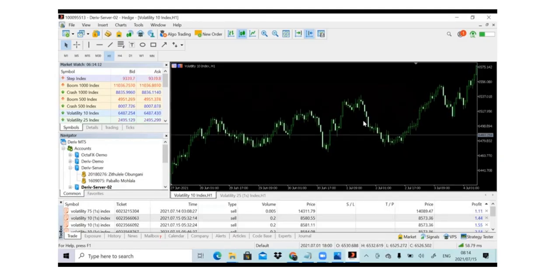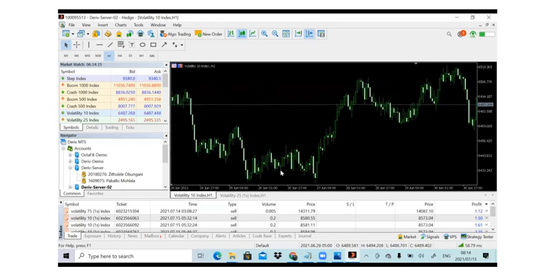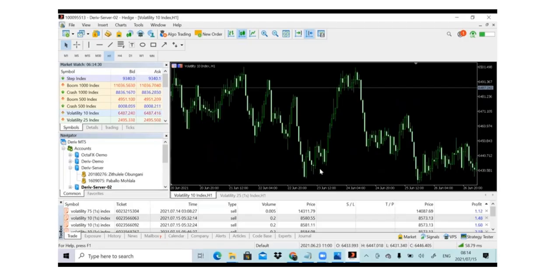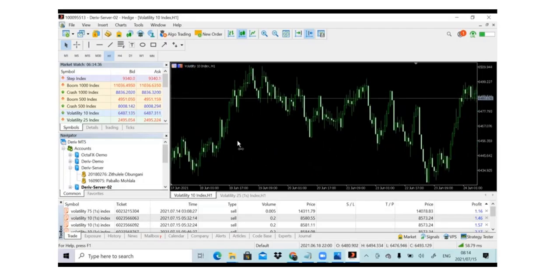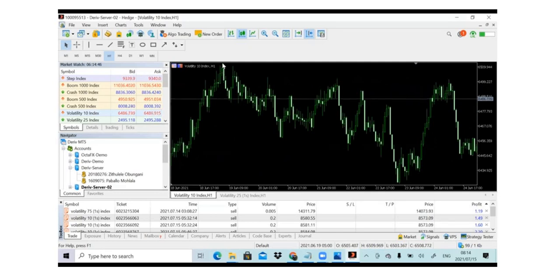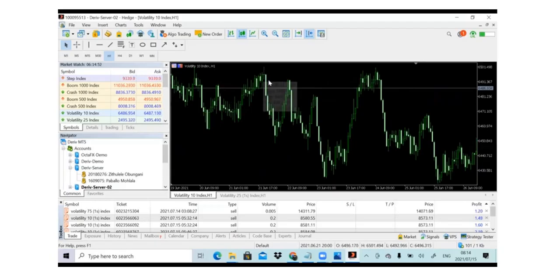There. Double bottom here. Triple bottom right here. Double top right here. Triple bottom right here. Right. So if you look in the market, you see them. This is a head and shoulder. Double top right here. Head and shoulder. Shoulder, head, shoulder.